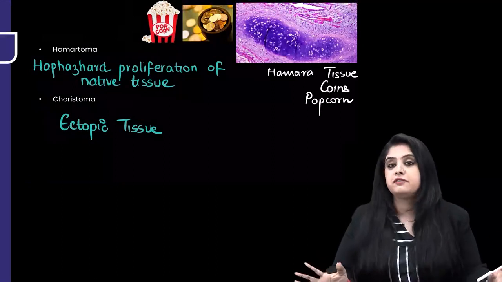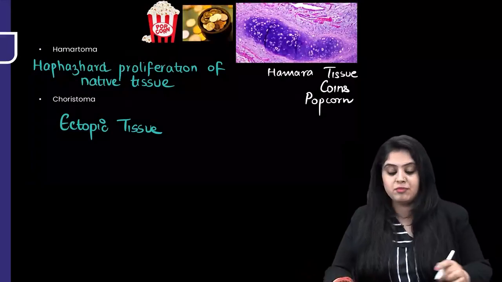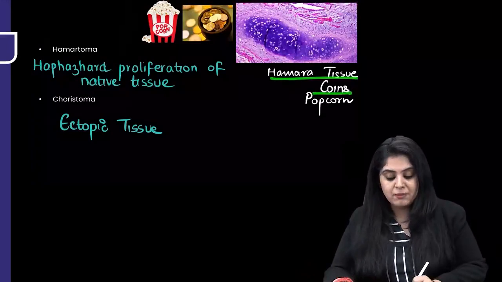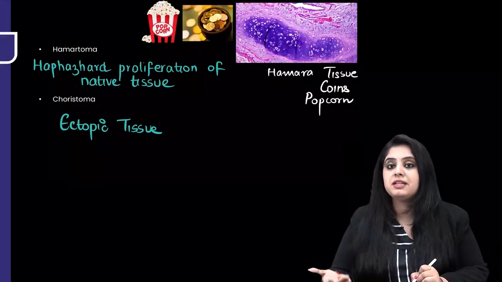The basic hostel life rule. If I am going for watching a movie and if I am paying for the popcorn, then I get to eat the popcorn. So it is hamara tissue, hamara paisa, hamara popcorn. Hamara tissue, my tissue, my money, my popcorn.